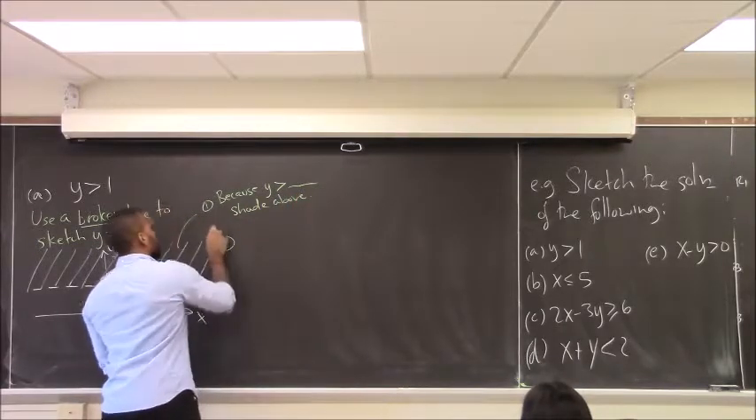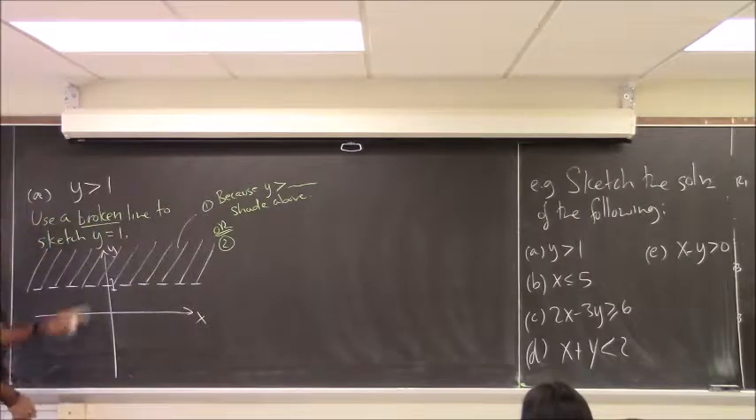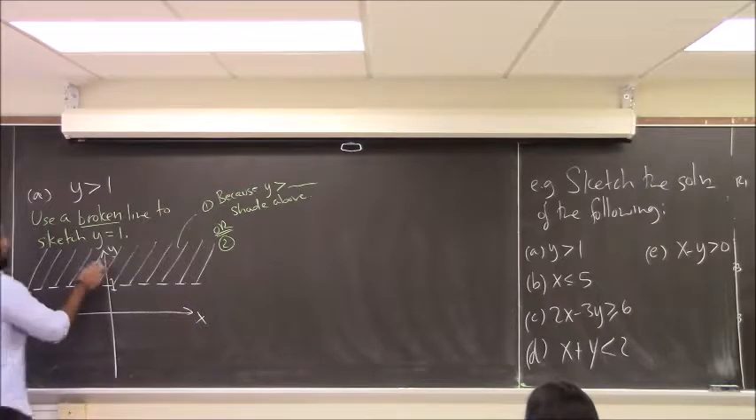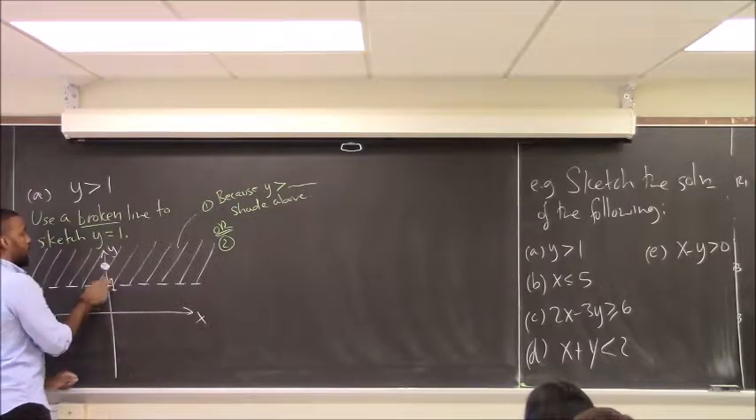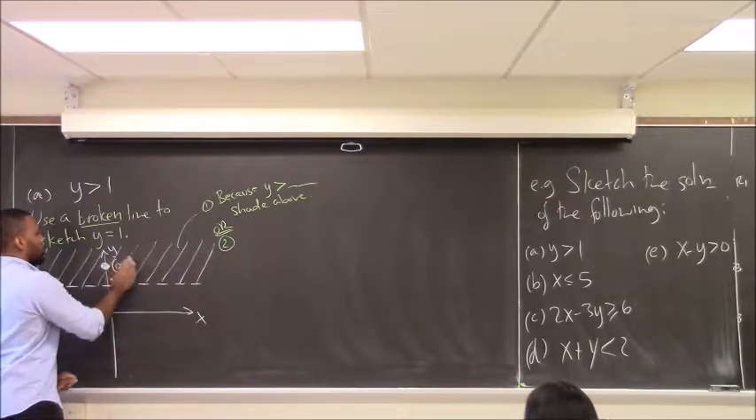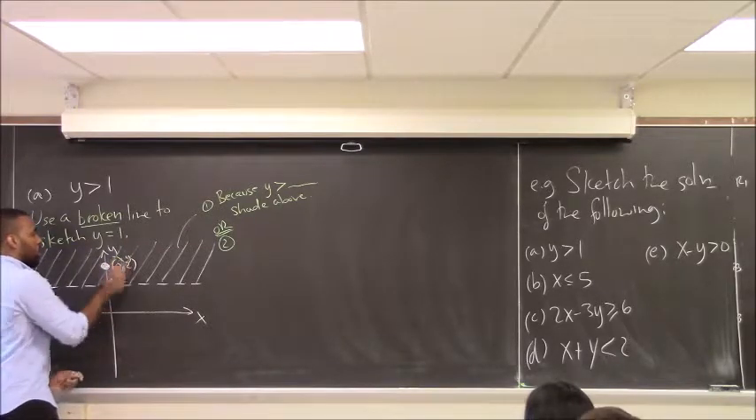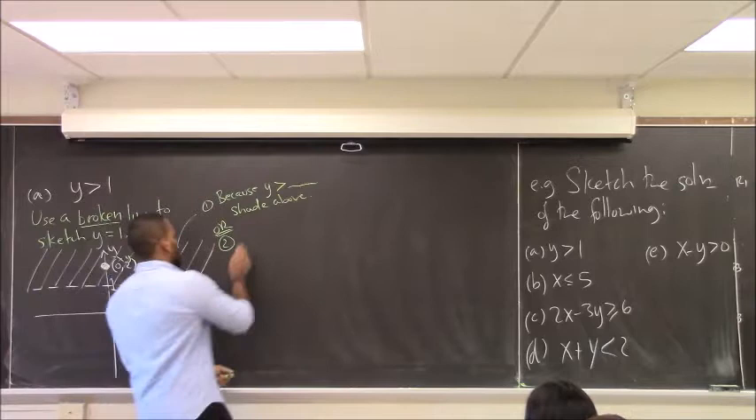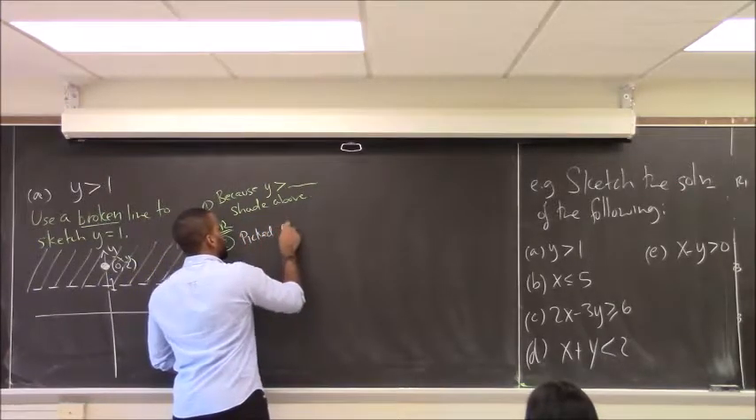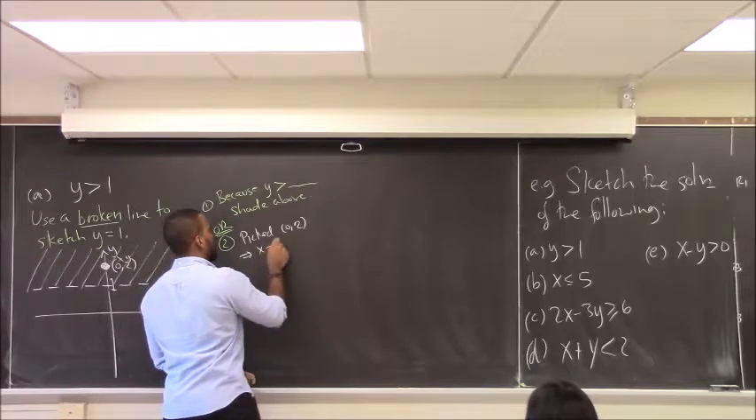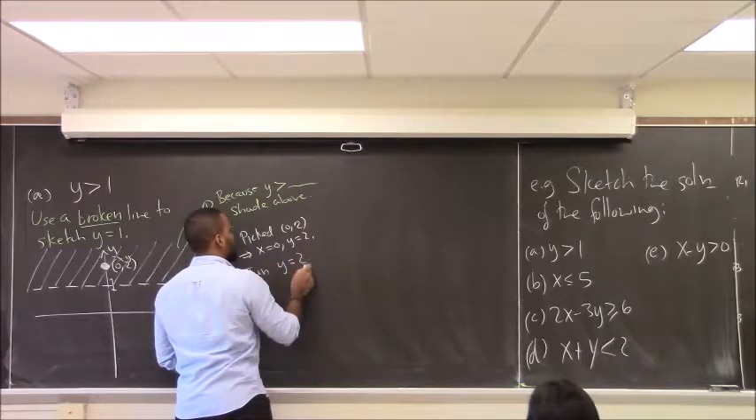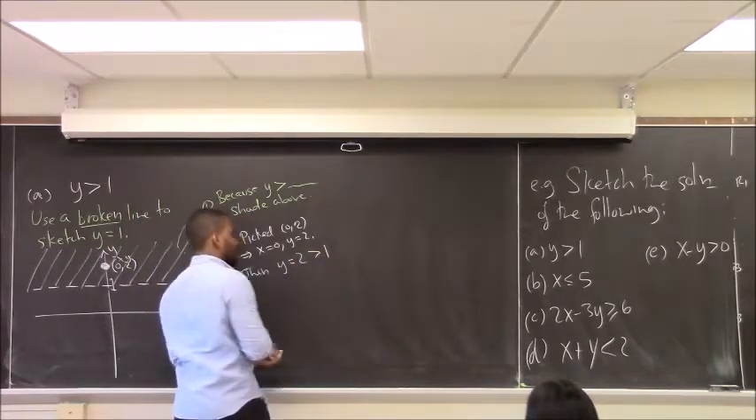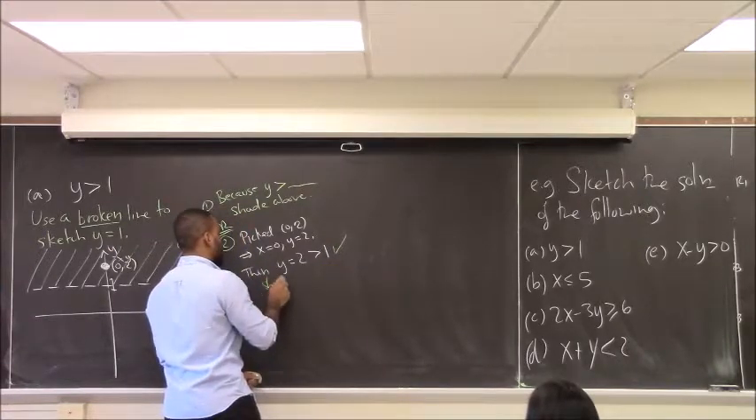The second way you could have figured this out is to pick a random point that you know is in here and actually see if it's true. So I could pick a point, for example, that I know for sure is on one side of this line. Let's say I picked 0, 2. This means that x is 0, y is 2. Then my y would be 2, which is greater than 1. So that would check. I would shade the region here.